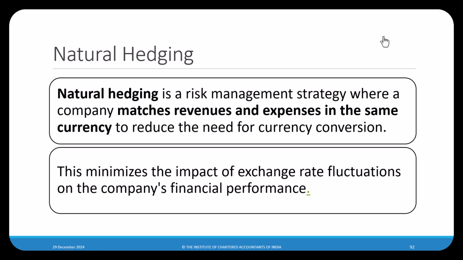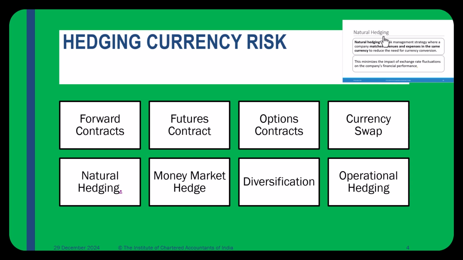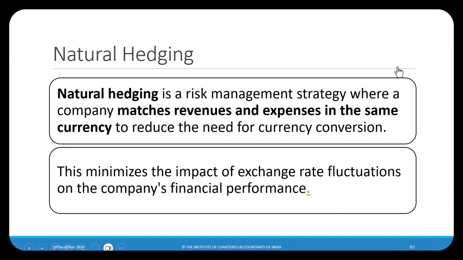So natural hedging. Okay, so natural hedging is a risk management strategy where a company matches revenues and expenses in the same currency to reduce the need for currency conversion. So that means you don't need to convert the currency. So what you're doing, you're having your revenues and expenses in the same currency.